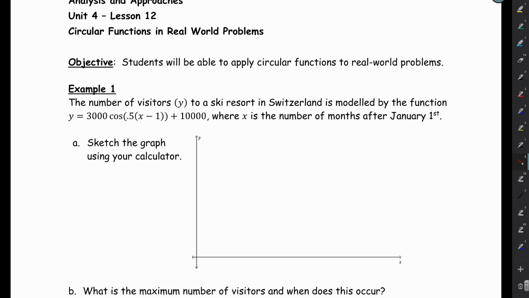So example 1, we've got a number of visitors to a ski resort in Switzerland modeled by this function, where x is the number of months after January 1st. So there's 12 months in a year, so we just want to make a note that we're going to be talking about 12 months total. That helps us to set our window. And it says sketch the graph using your calculator.